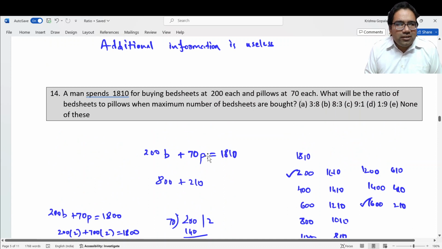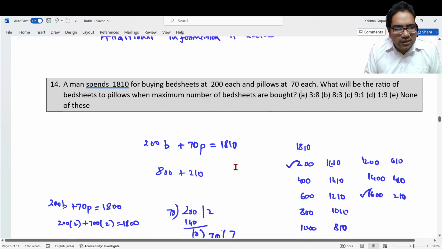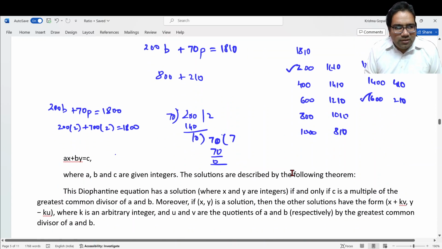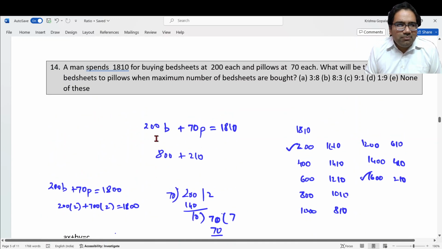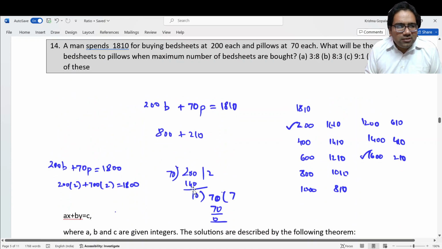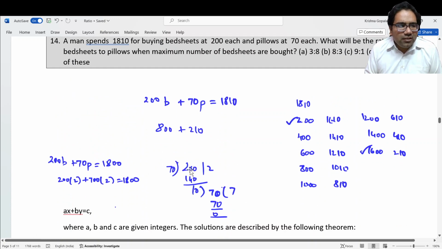Right. These are called ax plus by equal to c, where a, b, c are integers, and x, y also have to be integers. Now, the theorem is it has a solution if and only if C is a multiple of the greatest common divisor of A and B. What is A and B here? 270. What is the GCD of A and B? GCD, how will you calculate?